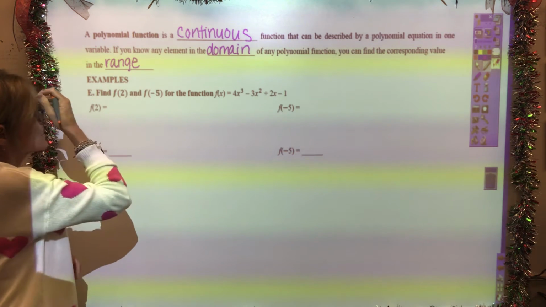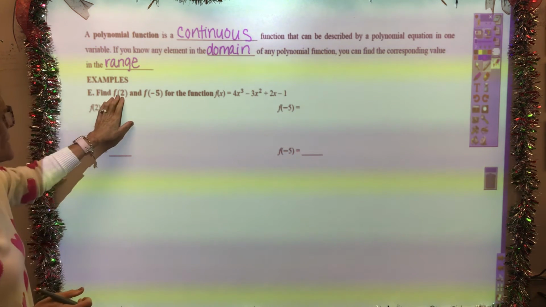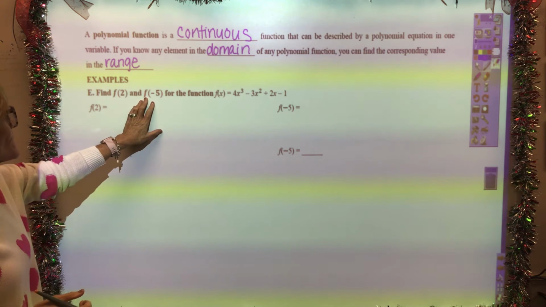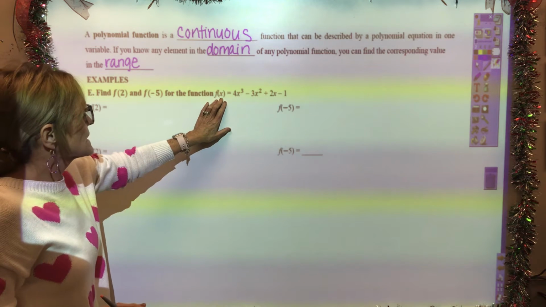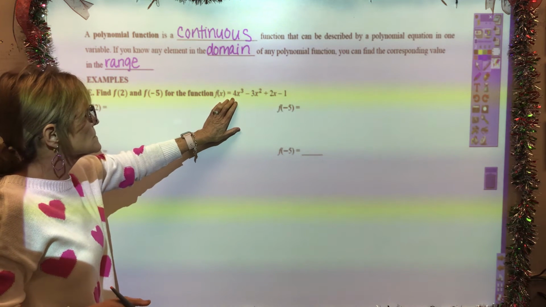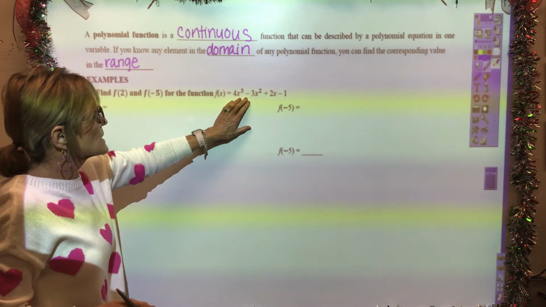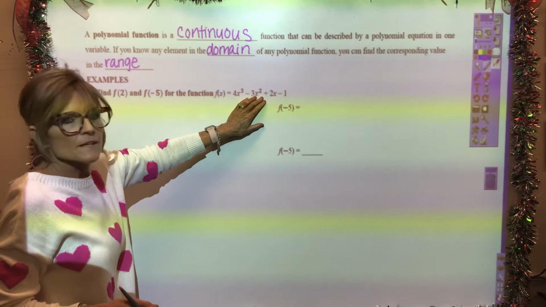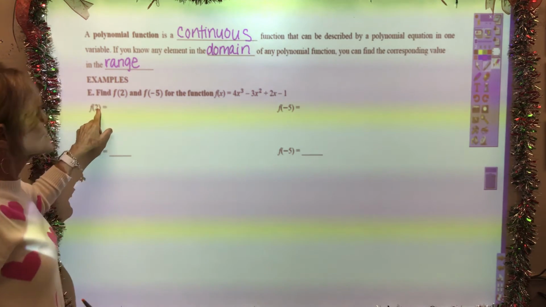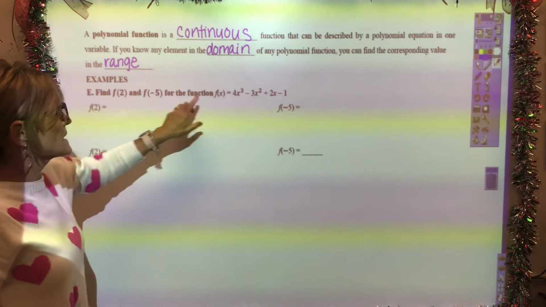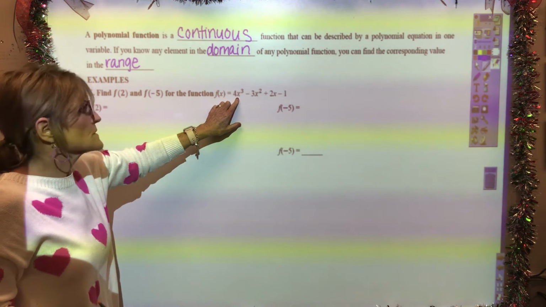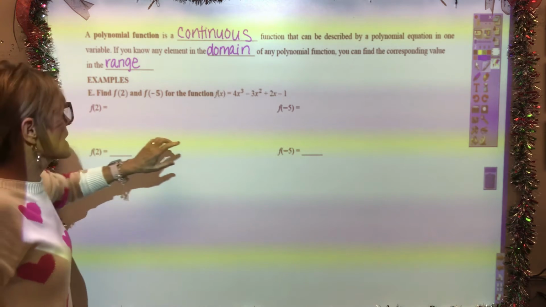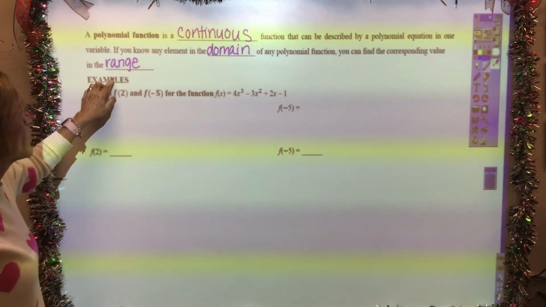So for example, we're going to find f of 2 and f of negative 5 for the function f of x equals 4x cubed minus 3x squared plus 2x minus 1. F of 2 means we're going to replace the x in the polynomial with 2, and we're going to simplify, and that's going to give you our value of the range.